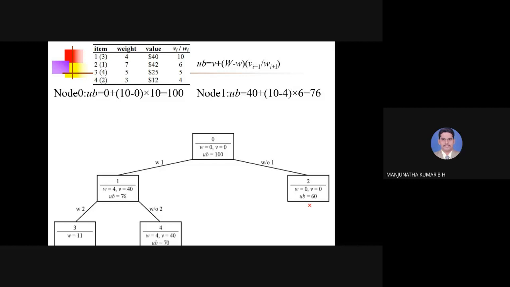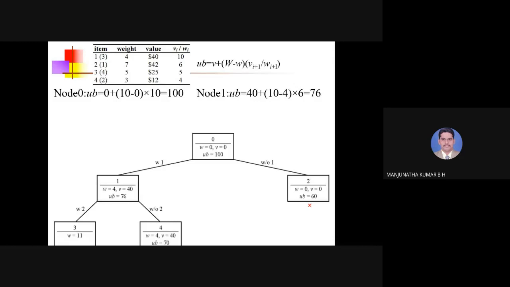Okay, so in the next level, I am going to consider two child nodes, node 1 and node 2. First let me write these labels. Node number is 1, and what is W, what is V now? So W is the weight. Now I am placing the first item into the knapsack. What's the weight of the first item? 4. Okay, weight equals 4.